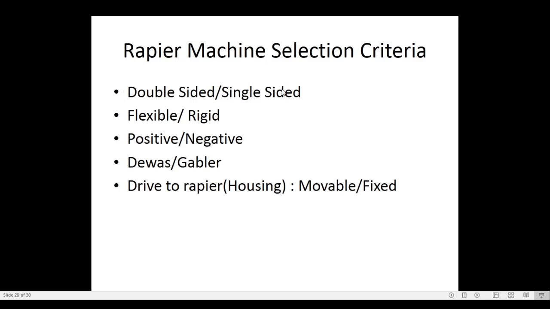So write down this. Whatever the selection criteria are there, this is called the classification of rapier machine. While selecting any rapier from the market, or when you want to purchase the rapier, we should have the knowledge of these 5 classifications, and out of this we have to select our rapier machine. So note down the 5 points.